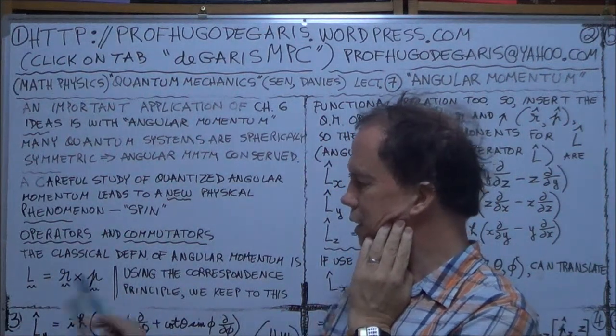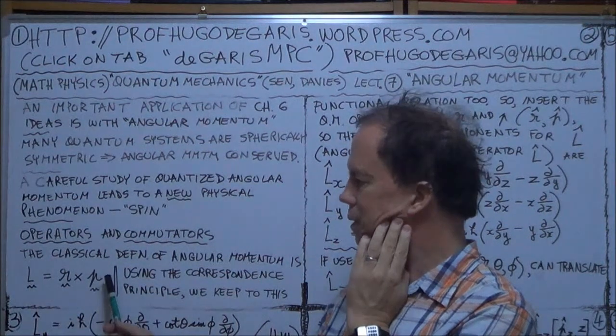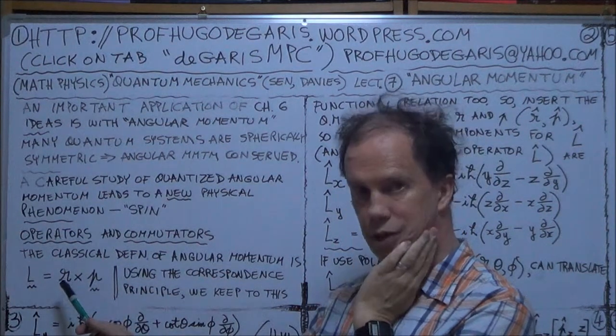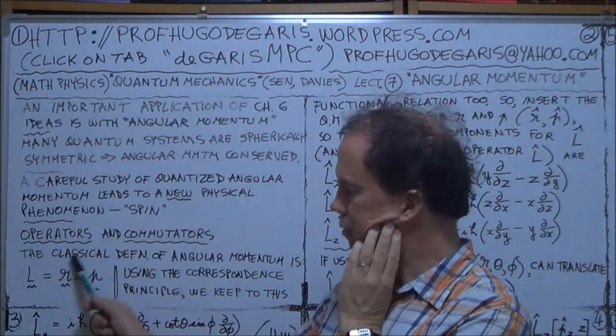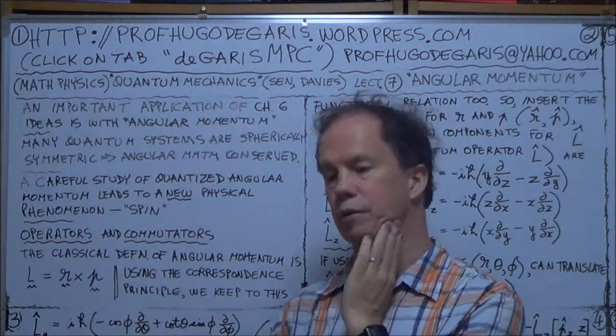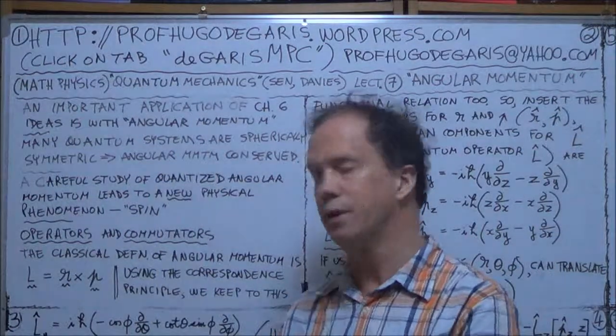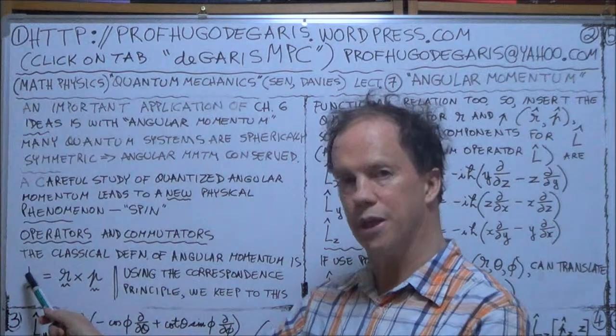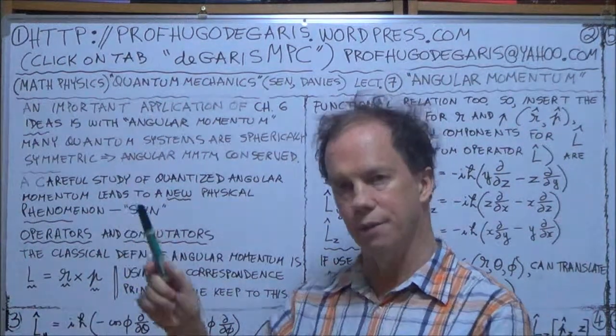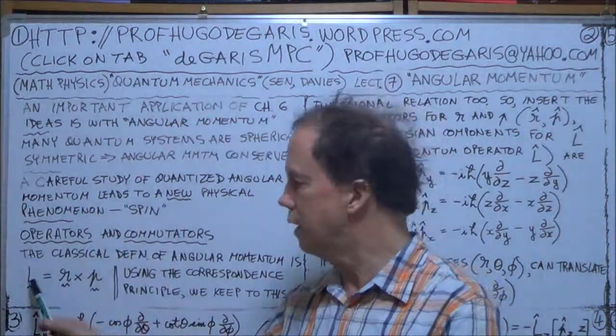The right hand side is a vector. The left hand side is a vector. Let's say in three-dimensional space. That means the right hand side will have an x component, a y component, and a z component. So you can talk about the x component of the angular momentum, L sub x, L sub y, L sub z. Okay?